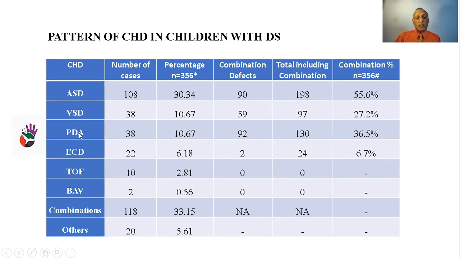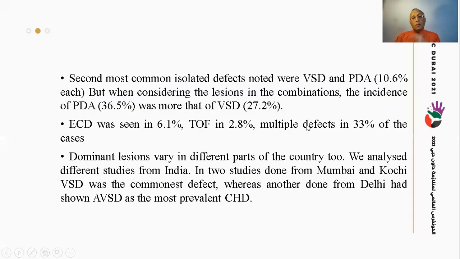Even though the percentages of VSD, ASD and PDA were normal when taken individually, in combinations they were different. The second most common isolated defects noted were VSD and PDA, 10.6% each. But when considering the lesions in combinations, the incidence of PDA was 36.5%, and the VSD was only 27.2%. That is, alone, both of them are almost the same, but in combinations, PDA was higher. ECD was seen only in 6.1% as against the world literature, TOF 2.8%, and multiple defects at 33%. In world literature, again, multiple defects are seen in 30%.